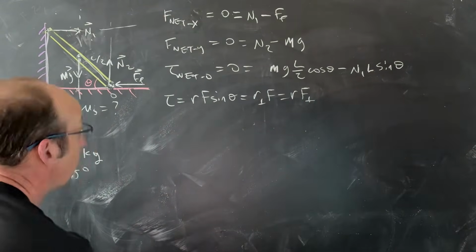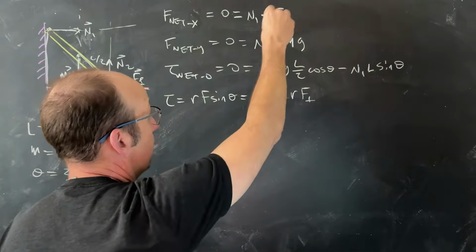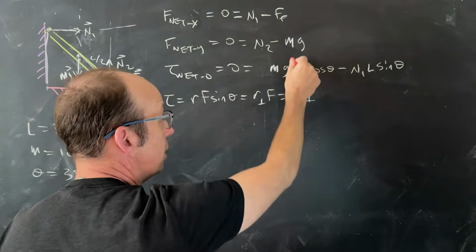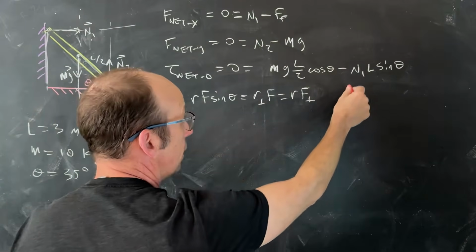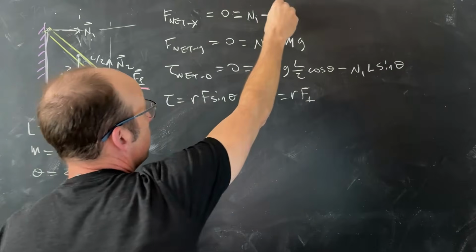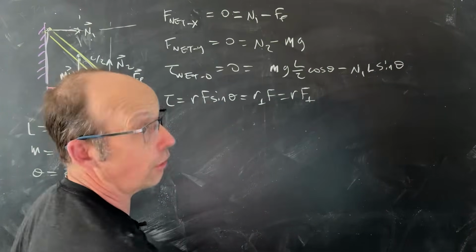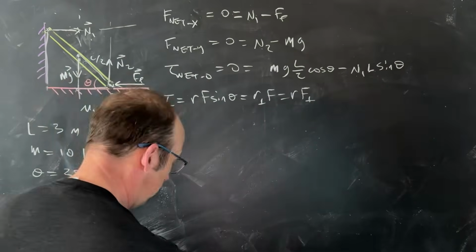So now I have three equations. Just think, how many things do I not know? I don't know N1. I don't know F. I don't know N2. I know m and g. I know L. I know theta. So I have three equations and three unknowns. I can use that to solve for F. Let's go ahead and do that.